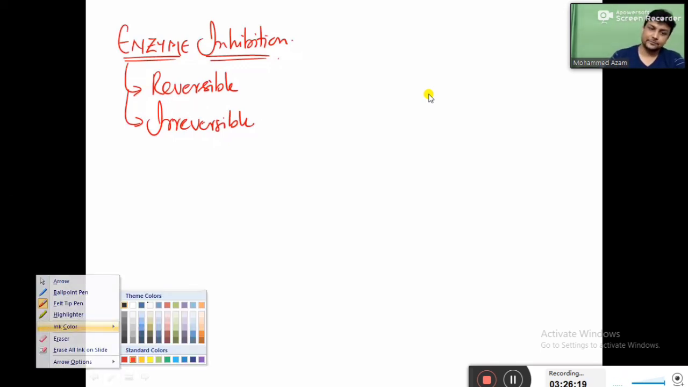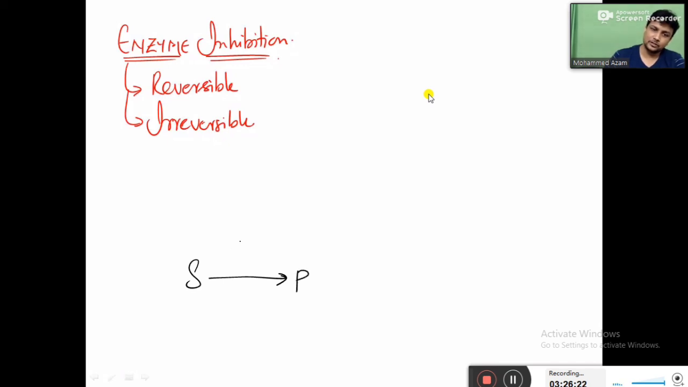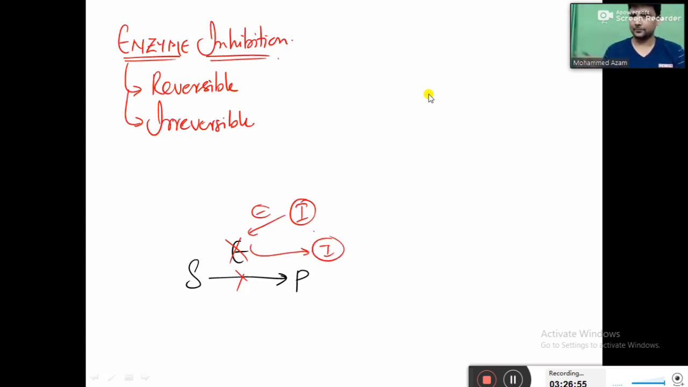I'm having substrate. It's getting converted to product in the presence of enzyme. Normally the reaction is going on. Normally means what, sir? Without inhibitor. Now we are going to introduce the fourth player here, that is inhibitor. Inhibitor is coming here, inhibiting the enzyme. Enzyme inhibited and the reaction will be stopped. But after some time that inhibitor will withdraw from there. If it is going away, again the enzyme will start.